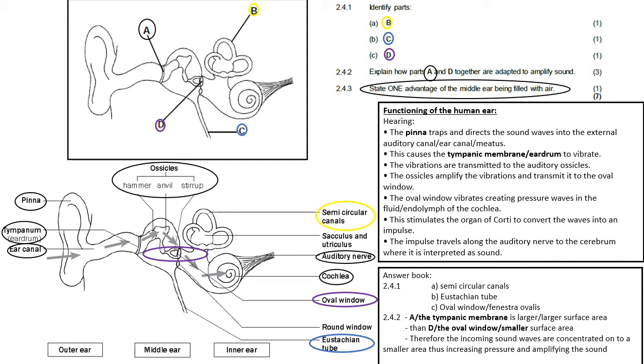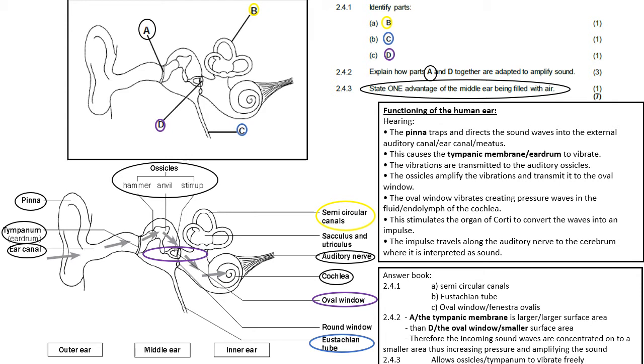Okay, so 2.4.2. A, the tympanic membrane, is larger or has a larger surface area than D, the oval window, or D, the oval window, has a smaller surface area. Therefore, the incoming sound waves are concentrated to a smaller area, thus increasing pressure and amplifying the sound. And one advantage of the middle ear being filled with air is that it allows the ossicles or eardrum to vibrate freely.